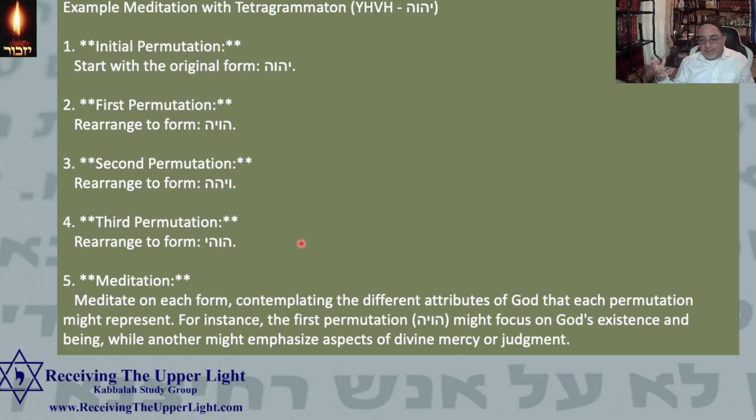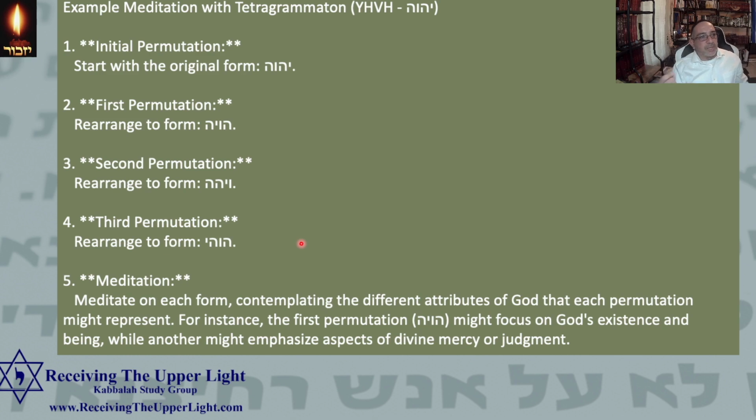And each month, if we are following the Kabbalistic calendar, there's a permutation of this name that you can meditate on. So you don't have to guess it for that month. It's given to you by the Kabbalist which permutation corresponds to which month. But you can do it at home as well. You can permutate this ineffable name of the Creator and meditate in each form, contemplating the different attributes of God that each permutation might represent.